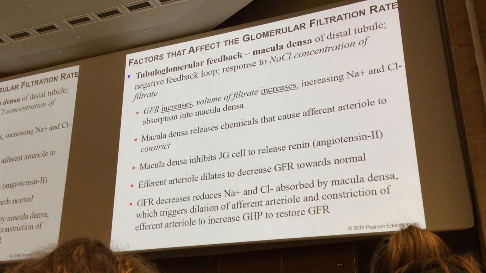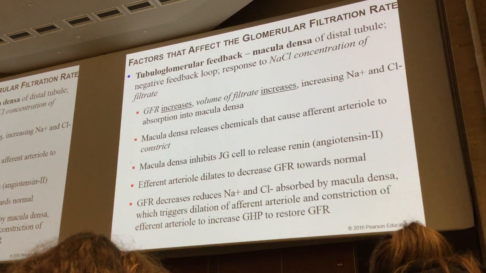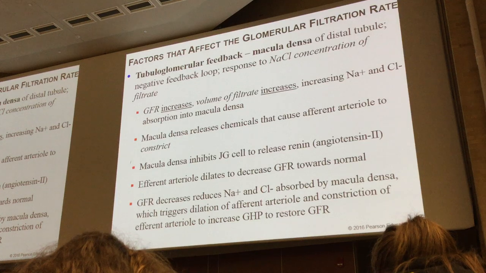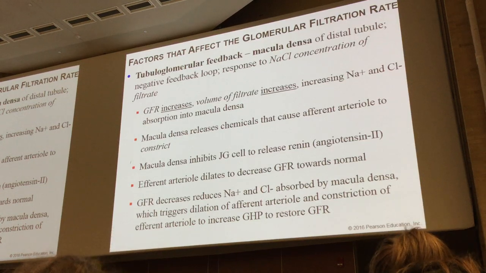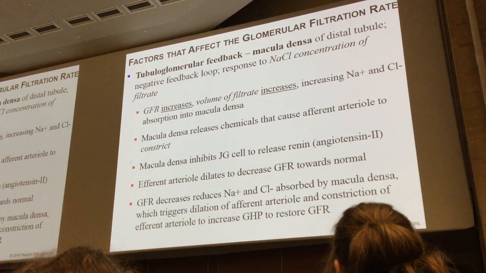All right, any questions on this? Okay, so tell me, what would happen if GFR decreases? The volume of filtrate would now decrease. That would do what to sodium and chloride absorption of the macula densa? Decrease. So now the chemicals would be inhibited and the afferent arteriole would dilate.